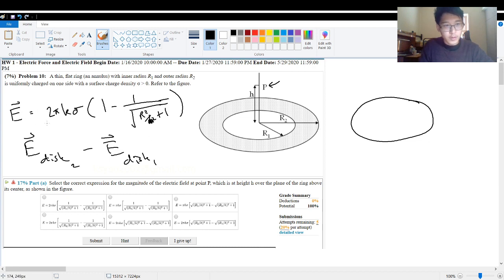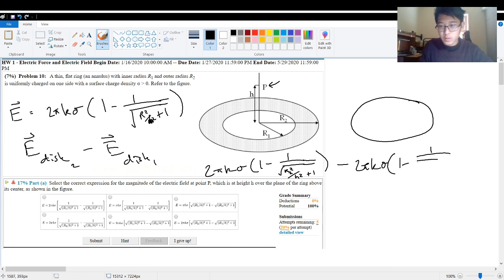If we know that this is the electric field equation, then let's just plug that in. This is going to be 2 pi k rho times 1 minus 1 over the square root of r2 squared divided by h squared plus 1, and then minus 2 pi k rho times 1 minus 1 over the square root of r1 squared divided by h squared plus 1.